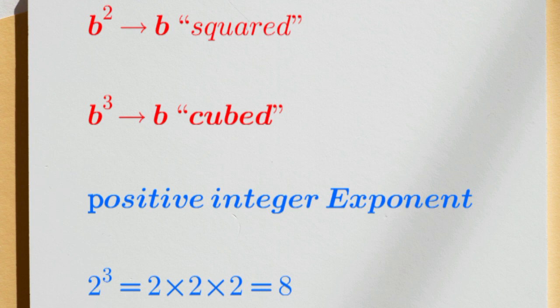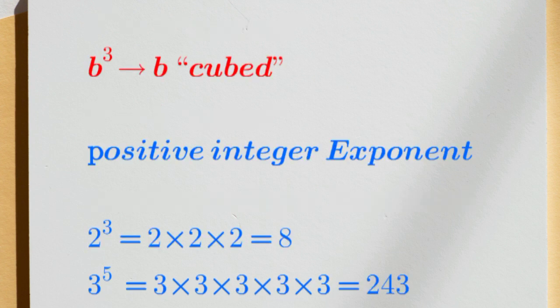Now, another example, we have 3 raised to the power of 5. So this is practically 3 multiplying itself 5 times. So we have 3 multiplied by 3 multiplied by 3 multiplied by 3 multiplied by 3. So this is going to give us 243. That is 243.